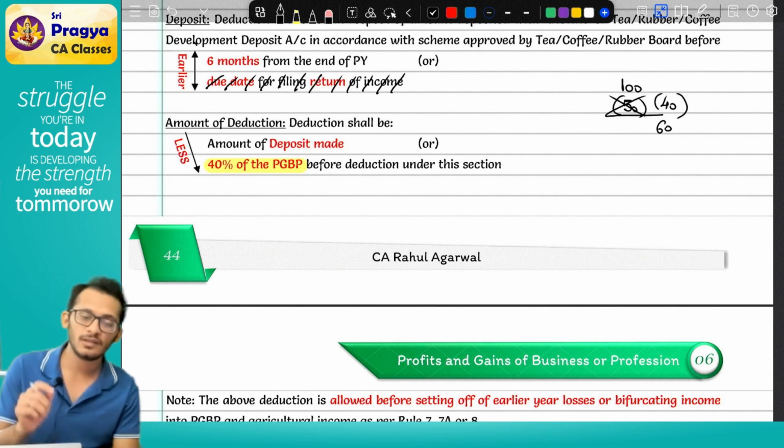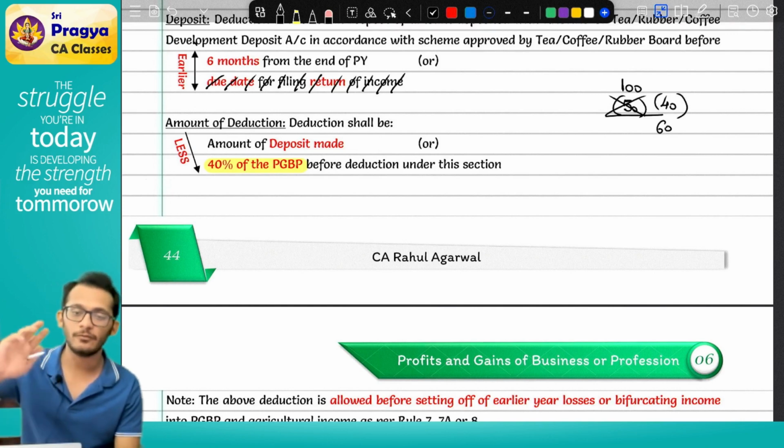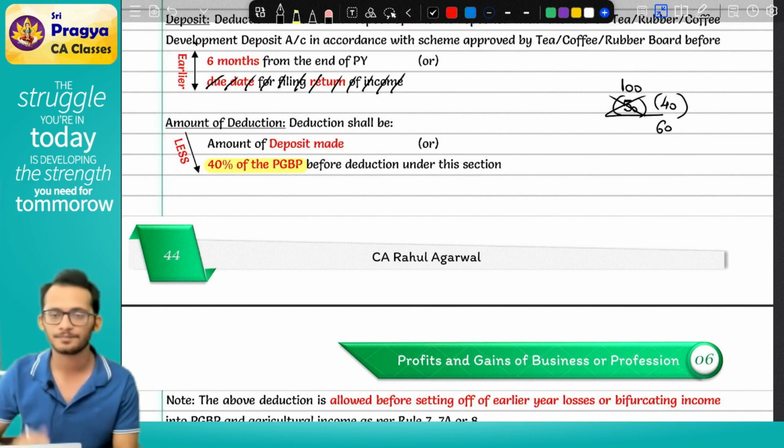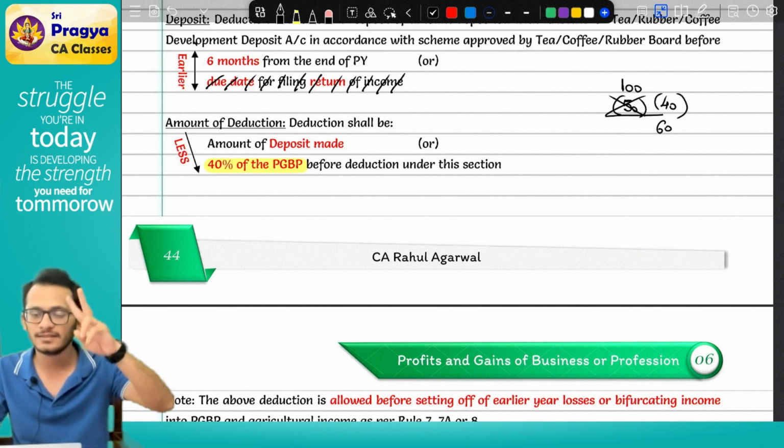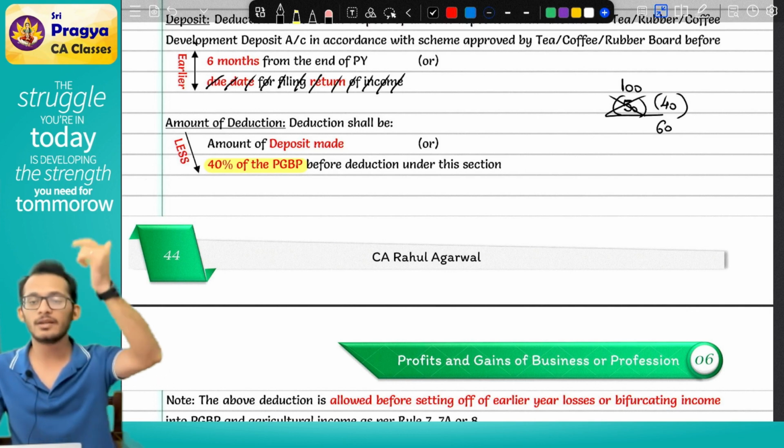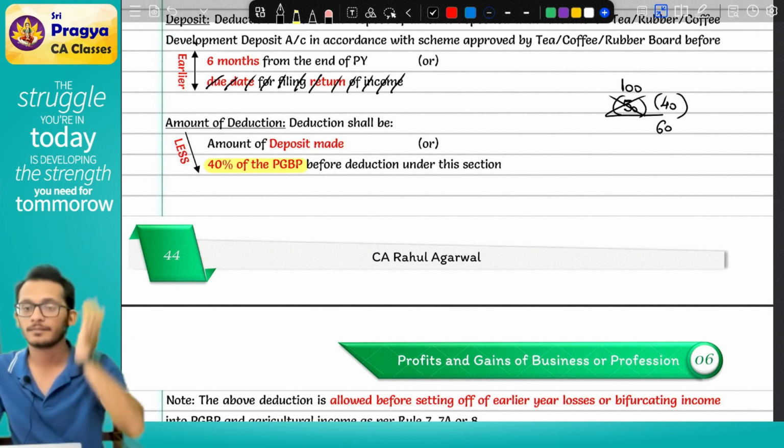Now, I am using the word PGBP, which means it is before that 40-60 split. You have tea 40-60, coffee 40-60, rubber 35-65. And the number before the split is what you have to do the deposit on.